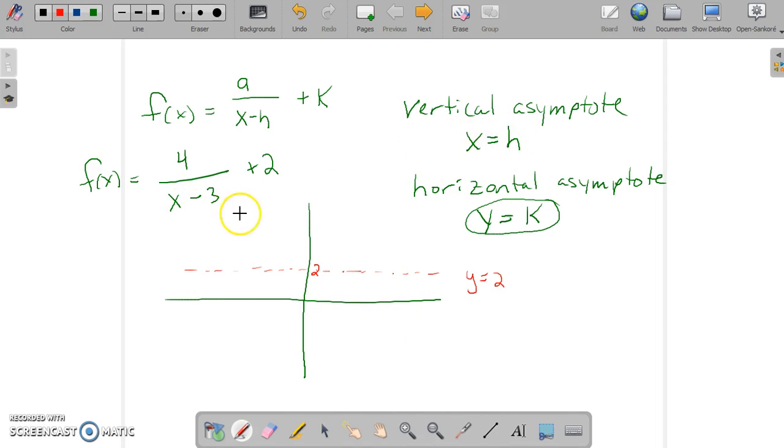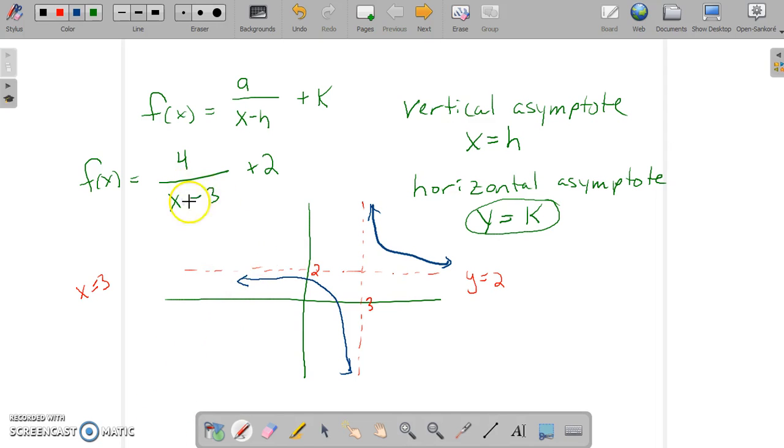And h, x equals h, so notice it's going to be x equals 3 is going to be my vertical asymptote. Okay? And that looks like this. I'll put it about right here. And that's at 3, and x equals 3 is my vertical asymptote. And then the branches of my rational function are going to be like this. It'll look something like this. And you're going to have your calculators to help you graph this.